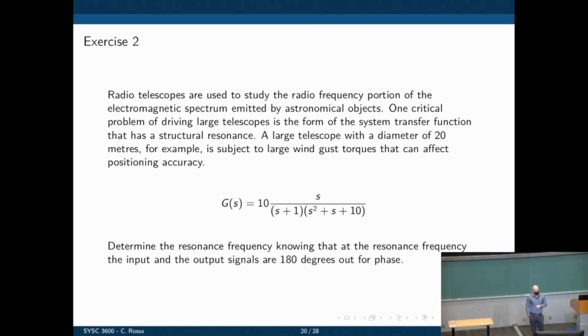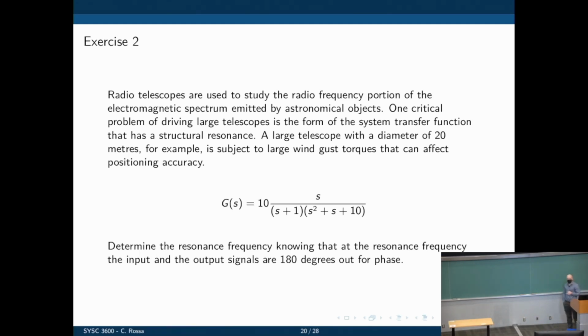A large telescope with a diameter of 20 meters, for example, is subjected to large wind gust torques that can affect positioning accuracy. So here is the transfer function of such a telescope. This could be, for example, the relation between its desired position and its actual position. We want that to be very precise. The question is: determine the resonance frequency, knowing that at the resonance frequency, the input and output signals are 180 degrees out of phase.